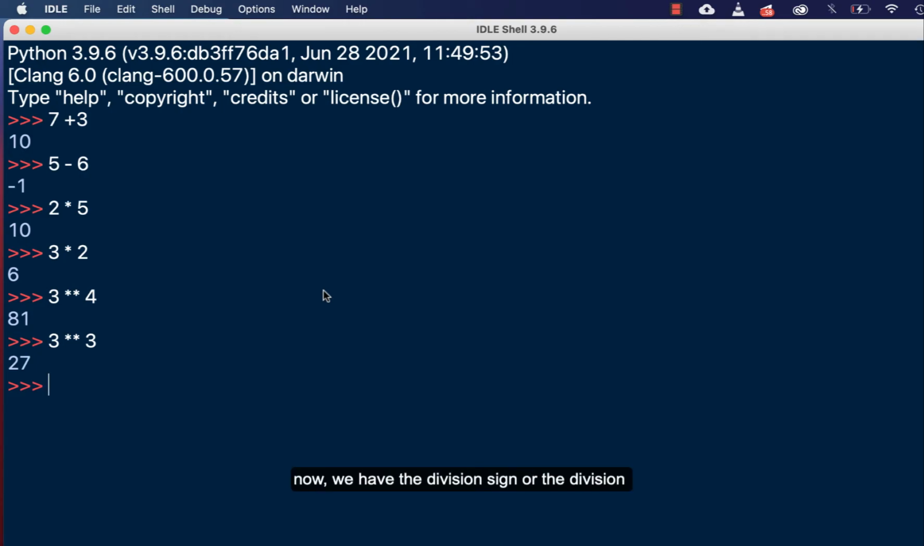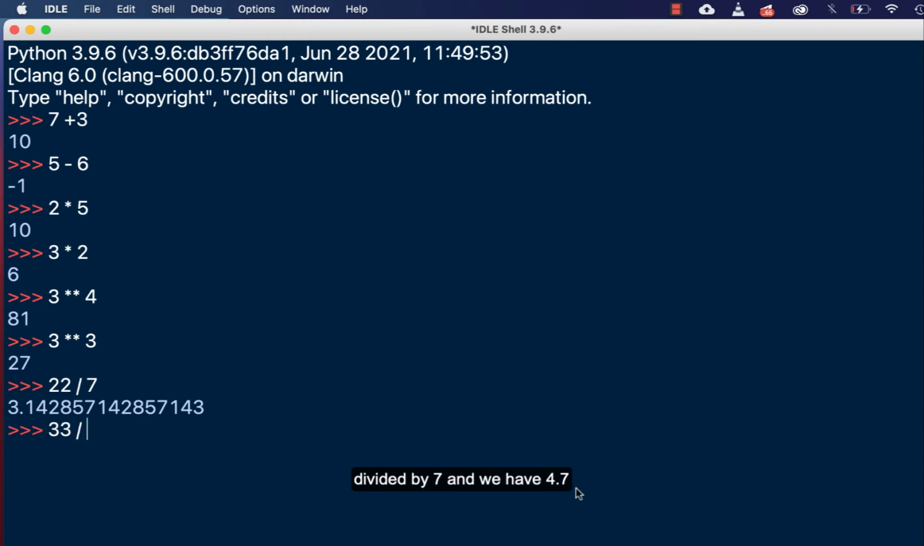Now we have the division sign or the division operator, which is / on our keyboard. Okay, but what is with this / is it returns the answer in decimal numbers. So let's try 22 divided by 7, and it's going to return the answer in decimal form. Again, let's do another one, 33 divided by 7, and we have 4.71 onwards, right?